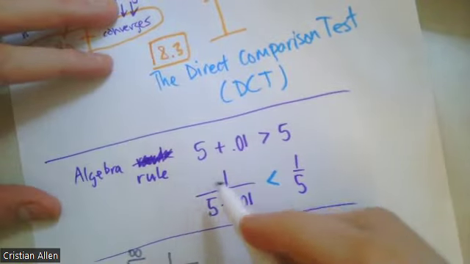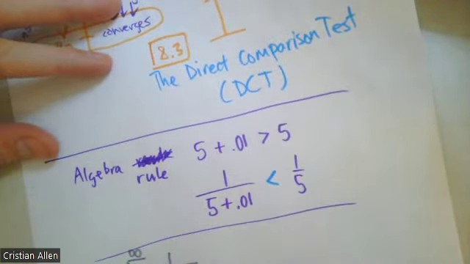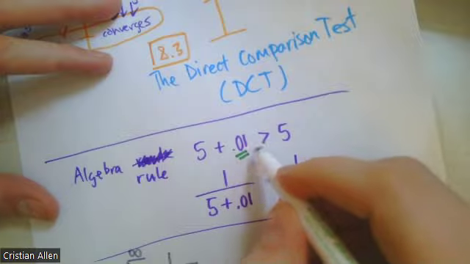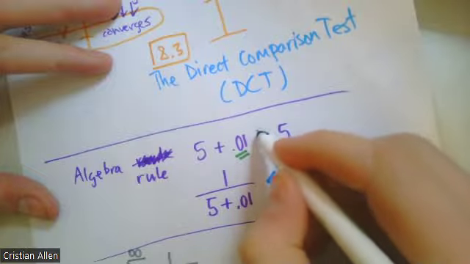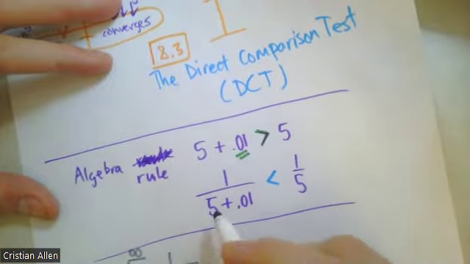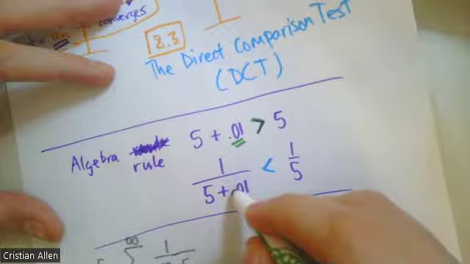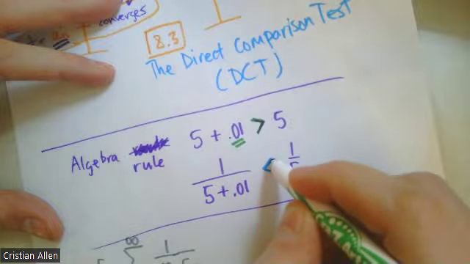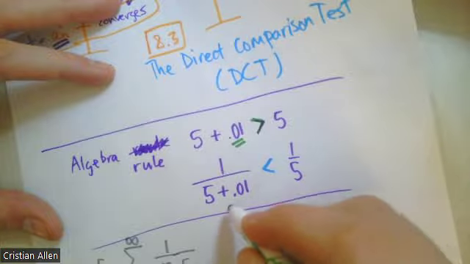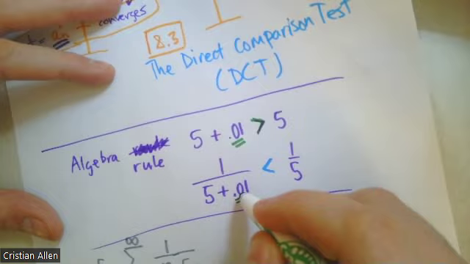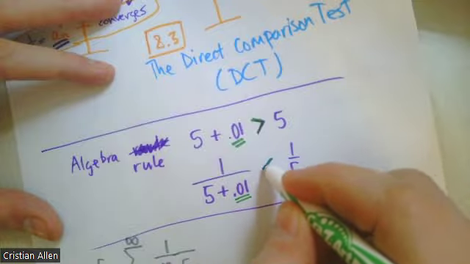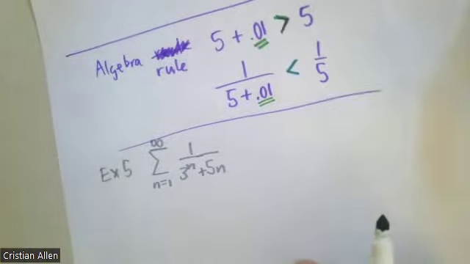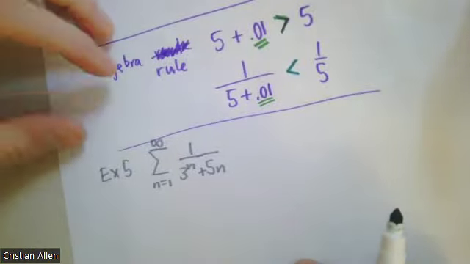First, let's look at this algebra rule. This algebra rule says that if you take a number and you add something to it, it gets larger. If you add something to the bottom, though, the denominator, it gets less. So it's opposite. Adding something to the bottom means you're going to be less.